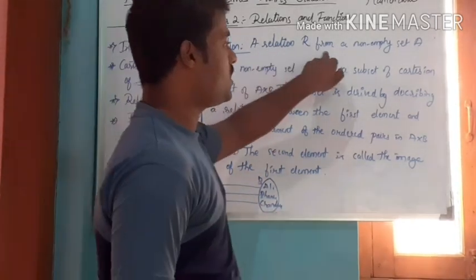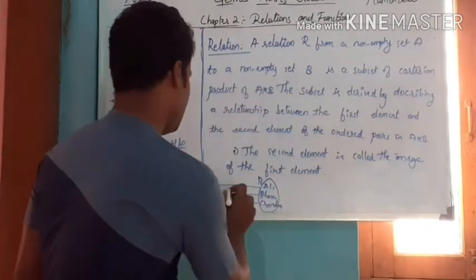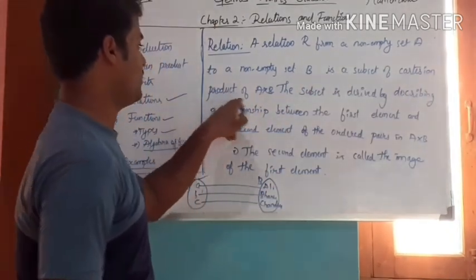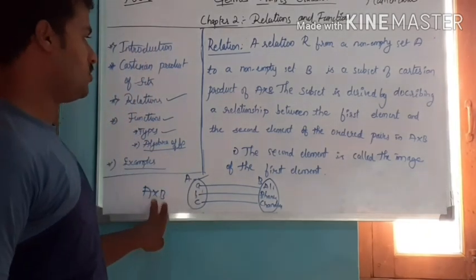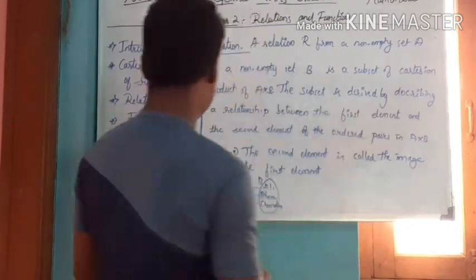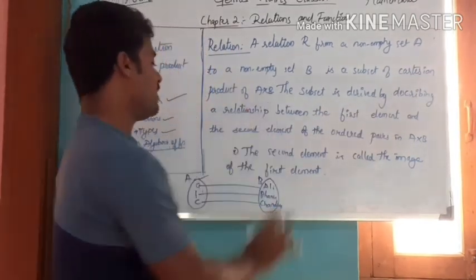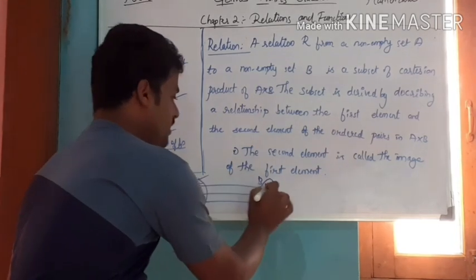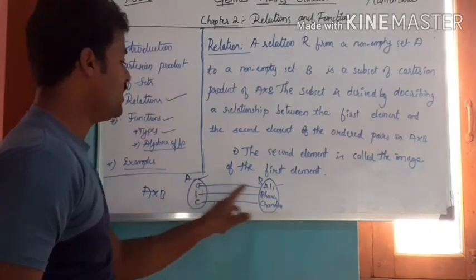That is, a relation from a non-empty set A to a non-empty set B is a subset of the Cartesian product A cross B. This is the subset of the Cartesian product A cross B. The subset, which is the relation, is derived by describing a relationship between the first element and second element. How am I describing the relationship between the first element and second element?